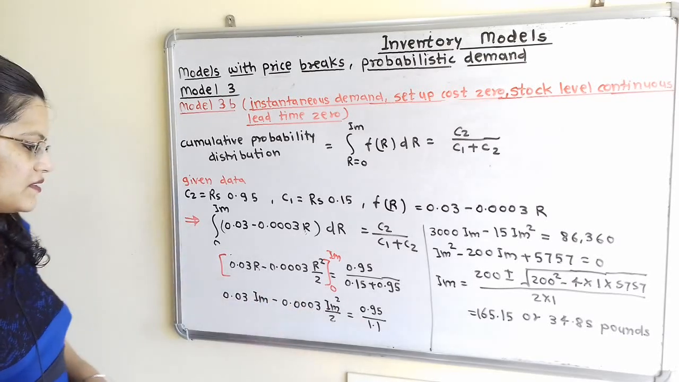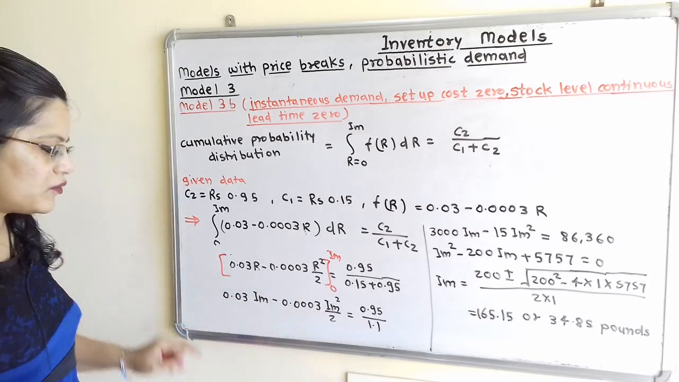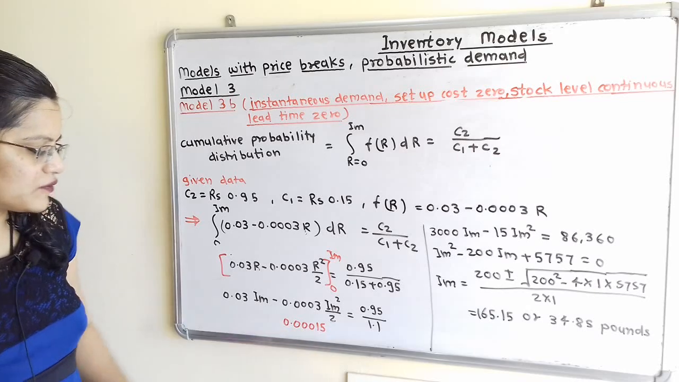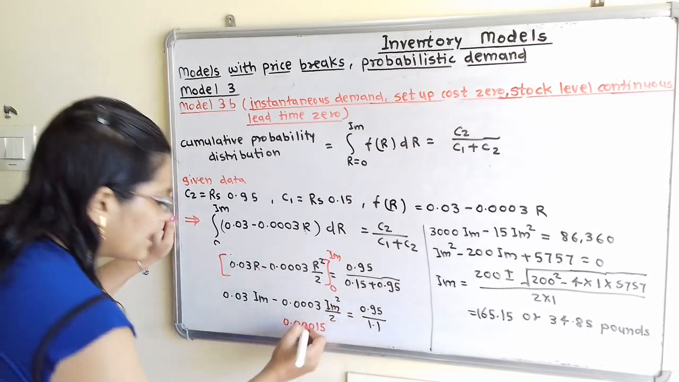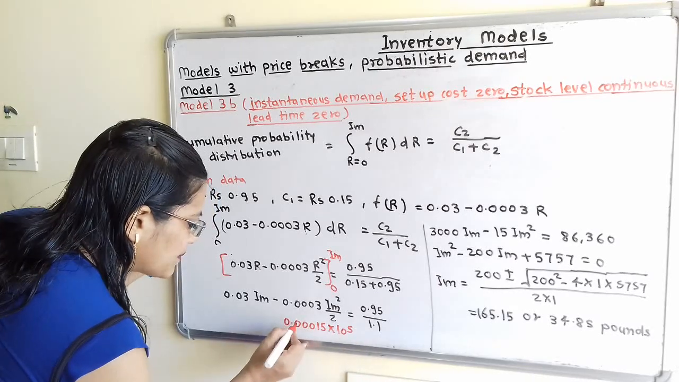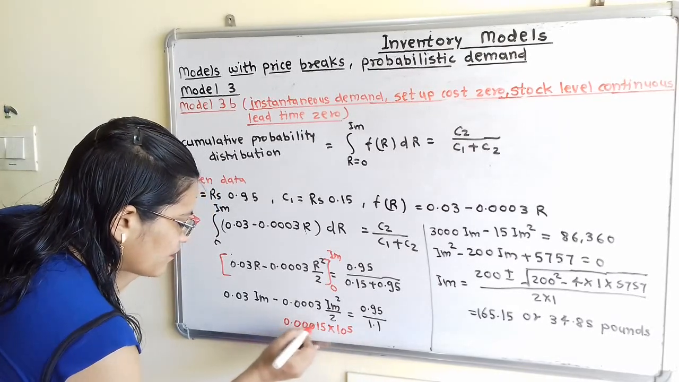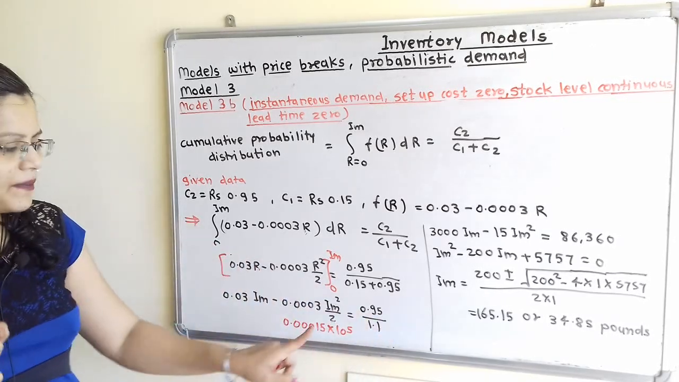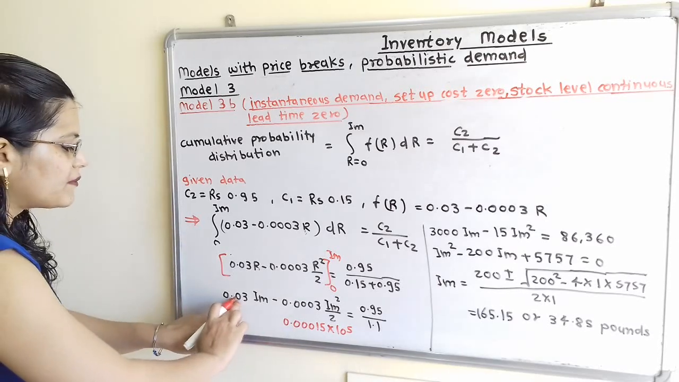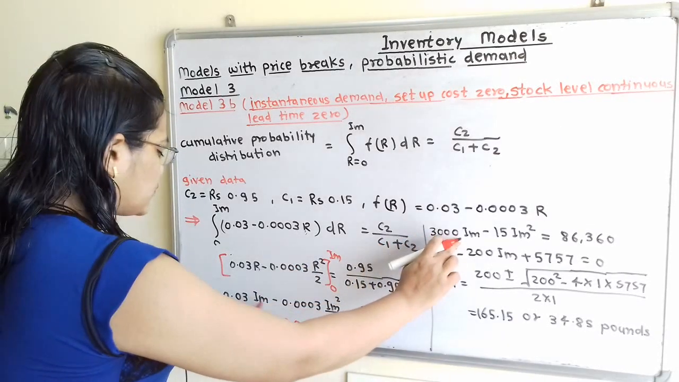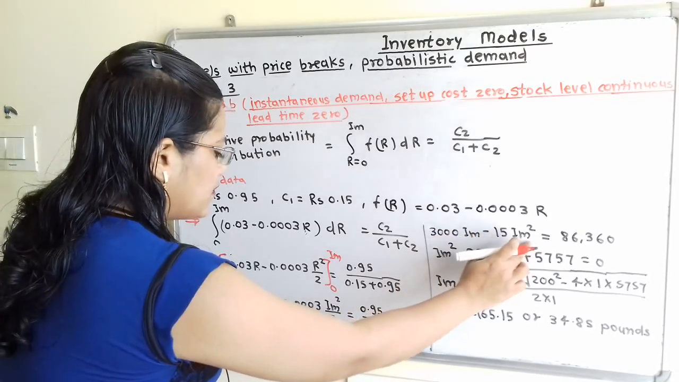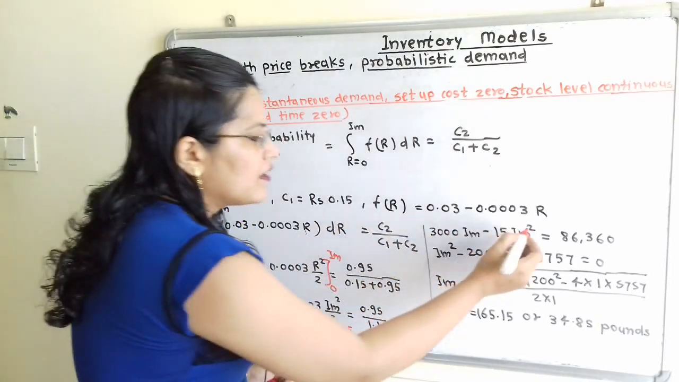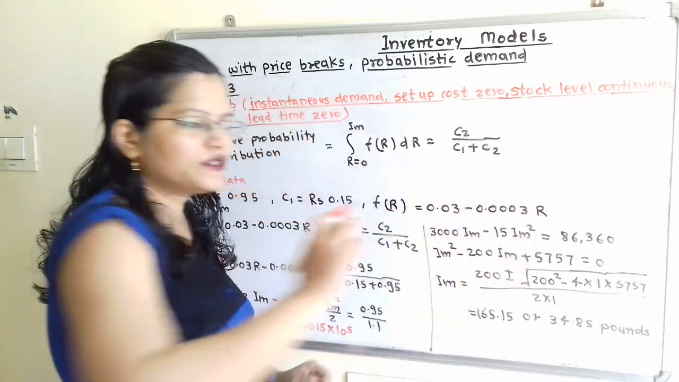Now we will simplify this. So here 0.0003 by 2 is 0.00015 Im square. Now we will simplify this by multiplying with 10 raised to minus 5. If we multiply here 10 raised to minus 5, then this term will become 15. So what will be the answer? On both sides we have to multiply with 10 raised to 5. So if I multiply 10 raised to 5, it will become 3000 Im minus 15 Im square, which is equal to 86,360.